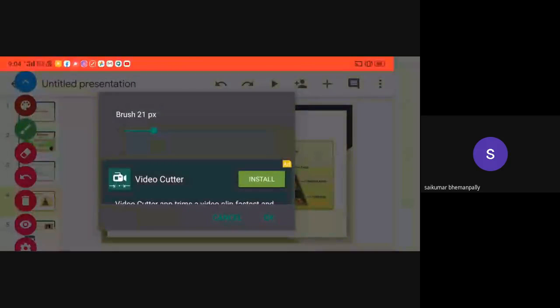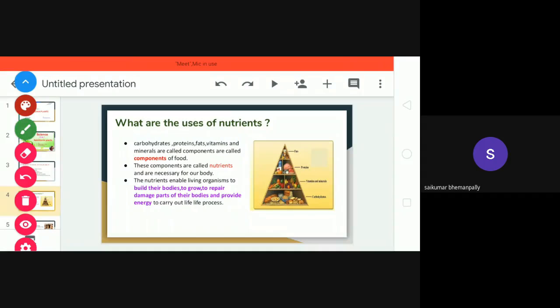See here, if you observe, the nutrients enable living organisms to build their bodies, to grow, to repair damaged parts of their bodies, and provide energy. These are the main uses of nutrients. What is the first one? Build their bodies. Protein helps us to grow our body, right? And to repair damaged parts of the body and provide energy.